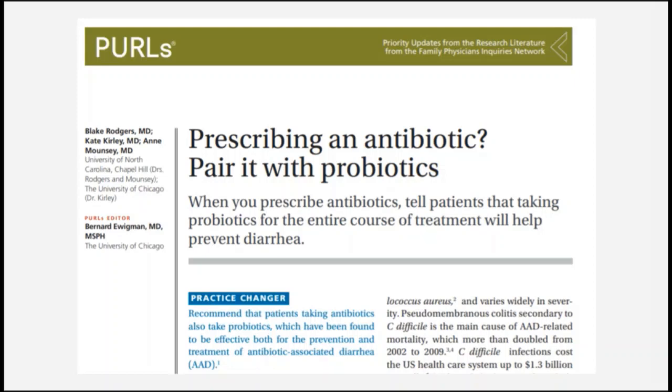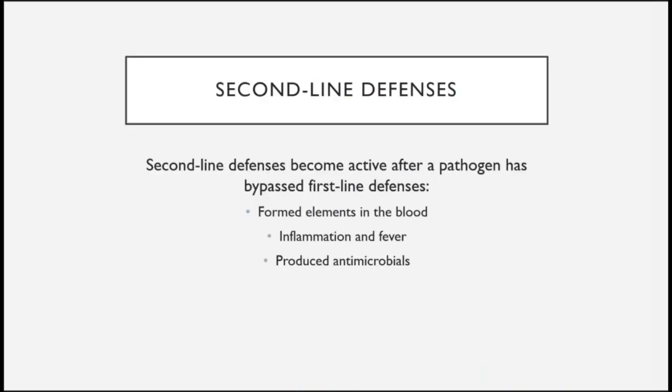So that concludes our discussion of the first line of defenses, which includes physical and chemical barriers. Next, let's discuss the second line of defenses. The second line defenses are, again, general defenses, which become active after a pathogen has bypassed the first line of defense. They include formed elements in the blood, inflammation and fever, and a variety of antimicrobials.